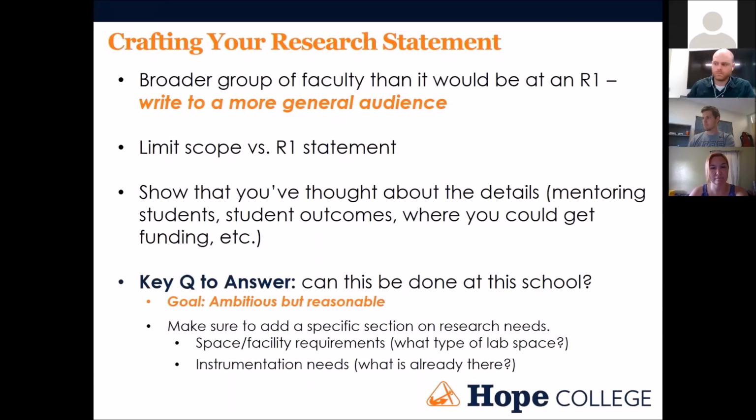what kind of facilities you would need, what instruments you would need, what instruments already exist at the facility that you could use, that you've kind of shown how your research or your research plan can fit in that institution. And that's really one of the main things that they're going to be looking for.